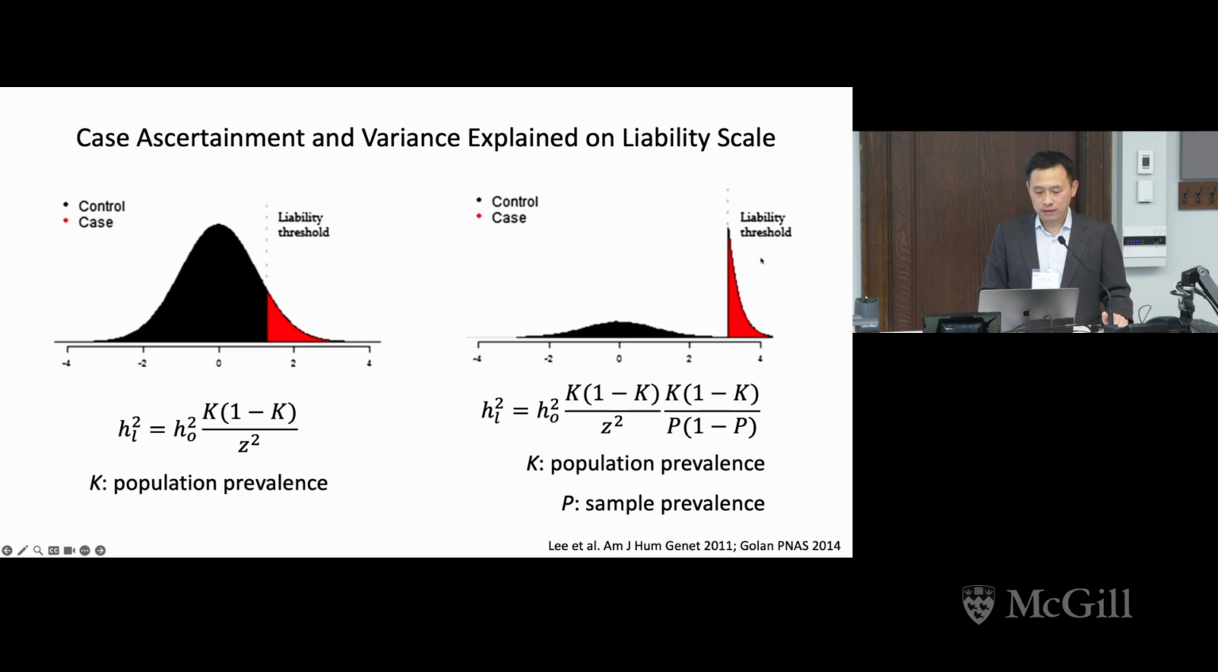Because of this weird shape, you have to do some adjustment to your R-square. This is the adjustment you should do. K here is the population prevalence of the disorder. Z here is the probability density function corresponding to K. And this is simply the population prevalence, and this is your proportion of case and control.